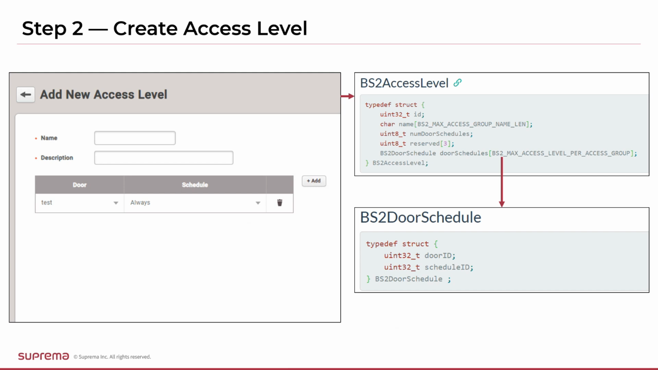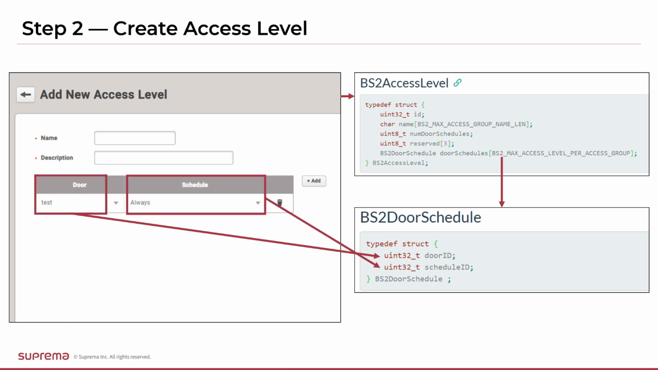Again, if you're familiar with BioStar 2, this will look very similar. On the left is the Add New Access Level screen in BioStar 2, where you select the door and schedule fields in the UI. On the right are the corresponding SDK structs. The bs2 access level struct holds the overall access level configuration, and within it, the bs2 door schedule struct ties a door ID and a schedule ID together. As before, filling out this form in BioStar 2 is equivalent to populating these structs in code.